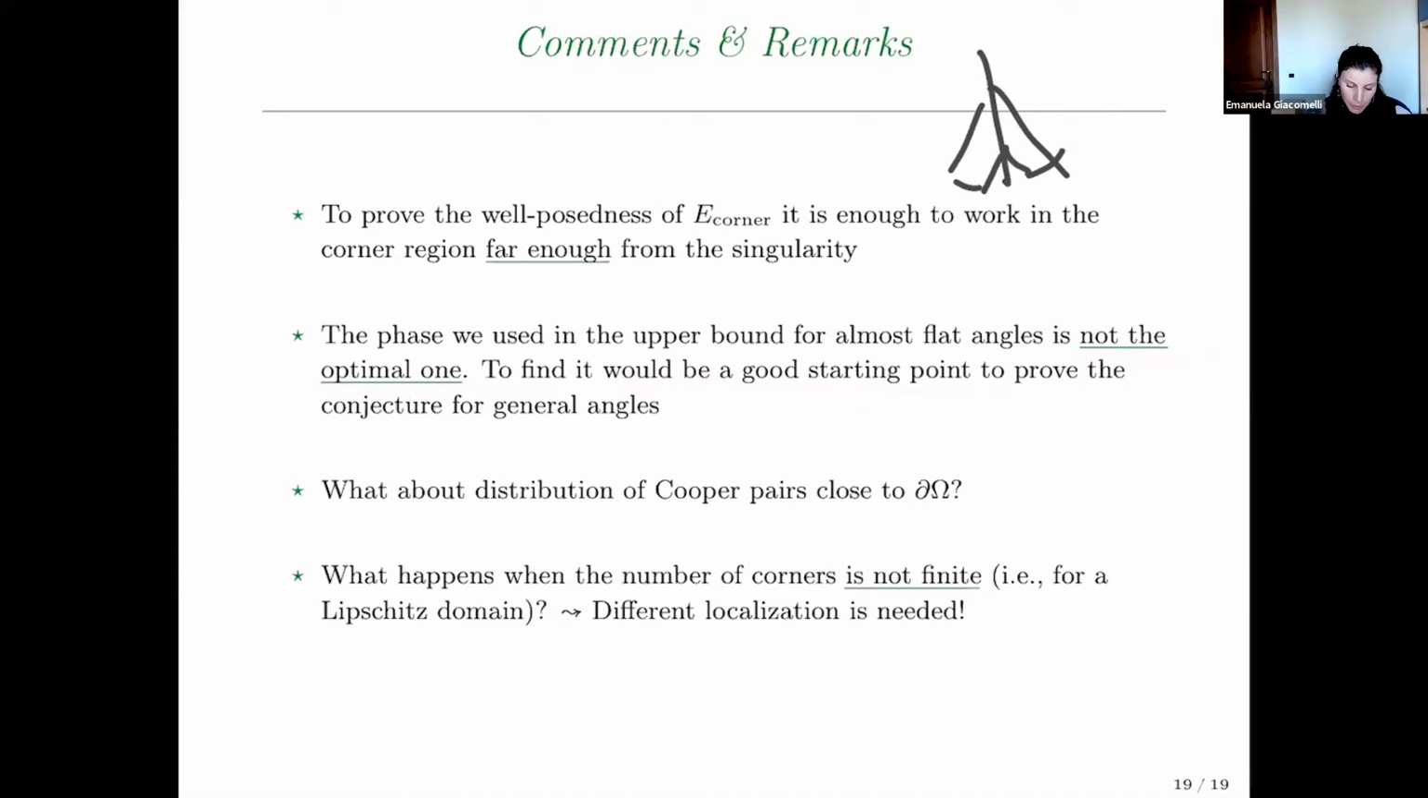At the end, I also would like to sooner or later answer this question about how we can characterize the distribution of Cooper phase close to the boundary. And I think that in order to do that, we should first understand better the contribution coming from the corner, meaning proving the conjecture. And something I would like to study also is what happens in the case in which the number of corners is not finite, but this will be a really difficult problem.